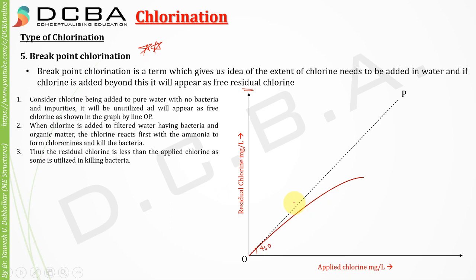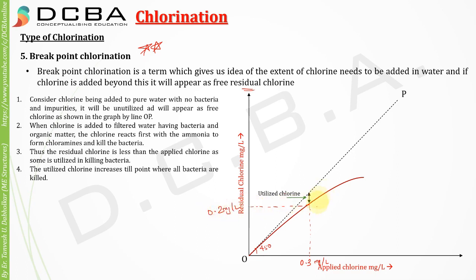So the same amount of chlorine won't be there as a residual chlorine. This is the utilized amount of chlorine. So you have added the chlorine, let's say a quantity of around 0.3 milligrams per liter. You had added it, and the residual chlorine which is left is around 0.2 milligrams per liter.